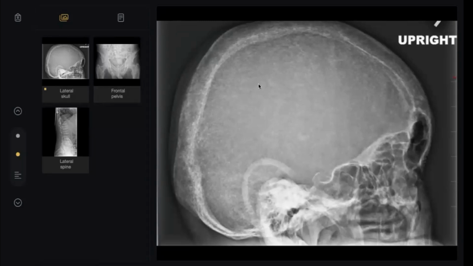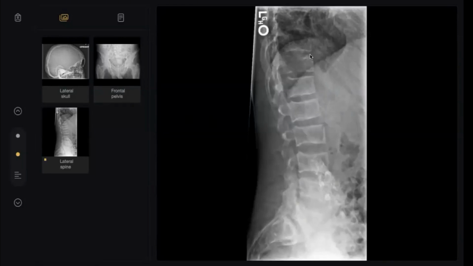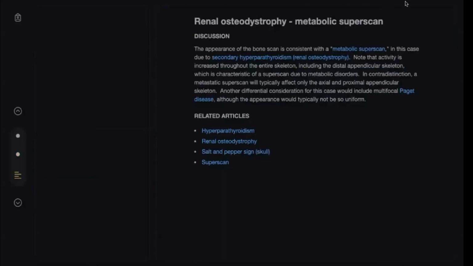See here, very small, tiny hyperdensities or opacities, and alternating lucent areas. This is the exact salt and pepper appearance. Besides, the cortex here is thin, by the way. This is very obvious. Here, there is no obvious rugger jersey spine, okay? But you will not present it with all signs. So, my colleague, it is a case of renal osteodystrophy, metabolic super scan.